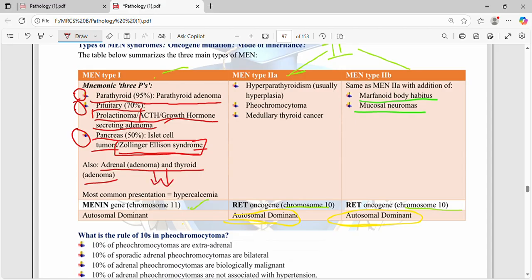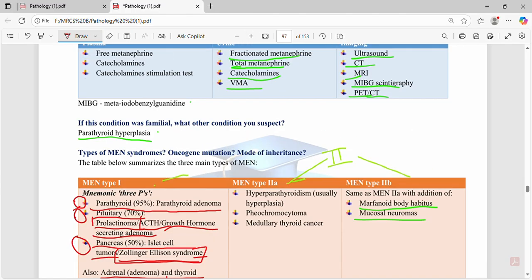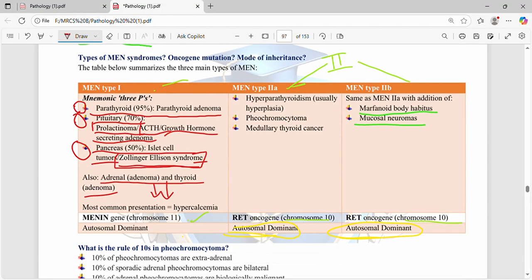Most common presentation is hypercalcemia. Since this is not an MCQ exam, but for an MCQ exam this is really important: the most common presentation of MEN type 1 is hypercalcemia.